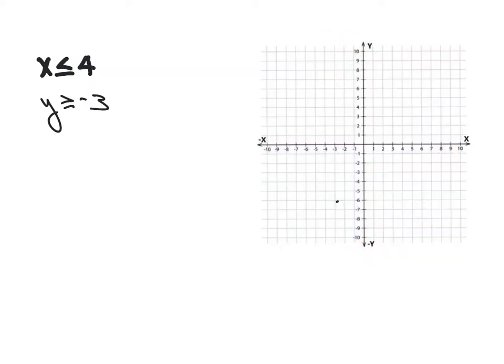Okay, these are the ones that are a little bit easier to graph because we don't have a whole lot to graph. We have x is less than or equal to 4. So all we care about is a solid line through 4. And it's solid because of the less than or equal to. And then we've got y is greater than or equal to -3.